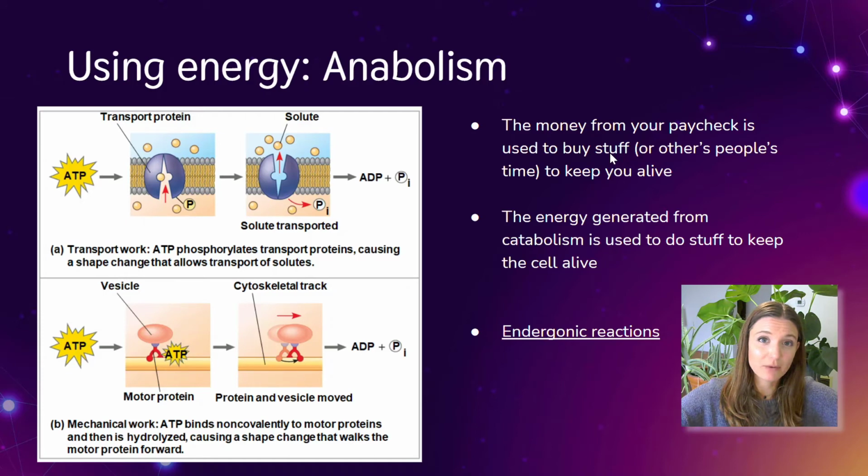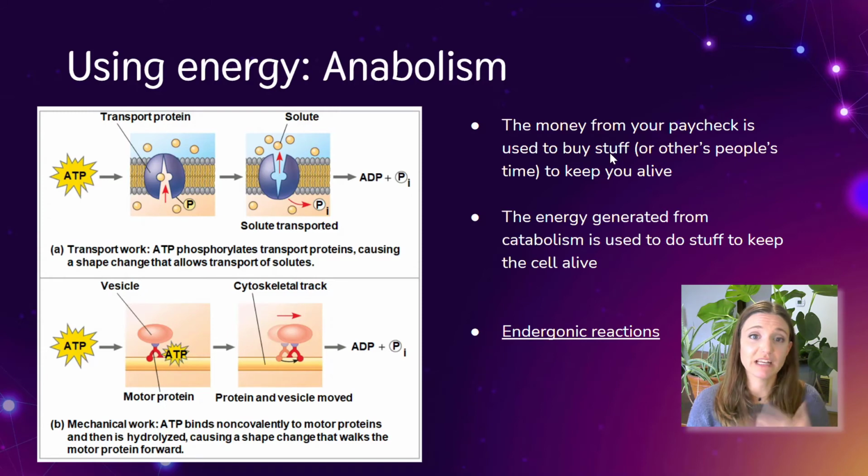Anabolism, now we're going to take that ATP and do useful stuff with it, right? So kind of like how we take our paycheck, we spent our time and energy going to work, right? Now we can use that paycheck to keep ourselves alive, to buy stuff for ourselves or to buy other people's time, like we go to the doctor, to keep us alive. It's kind of what cells are doing in anabolism or anabolic processes.